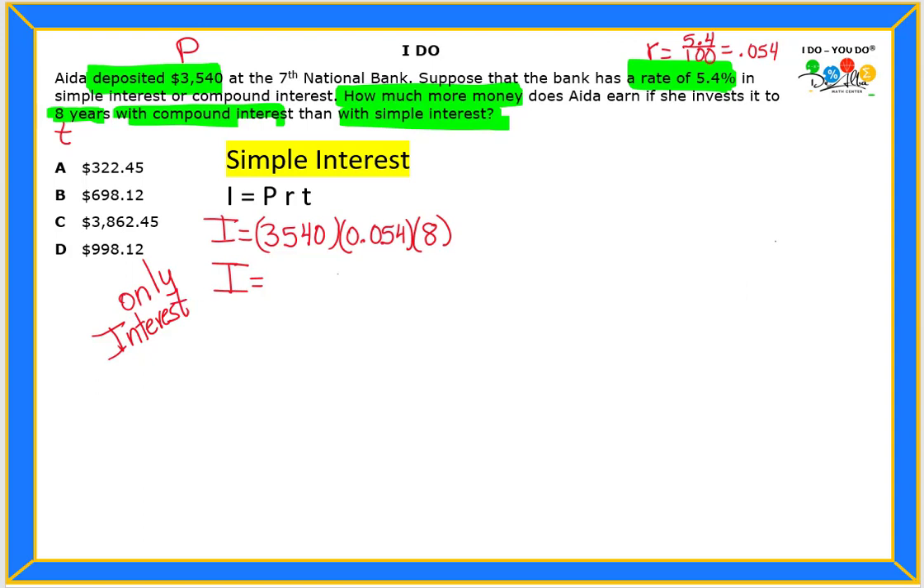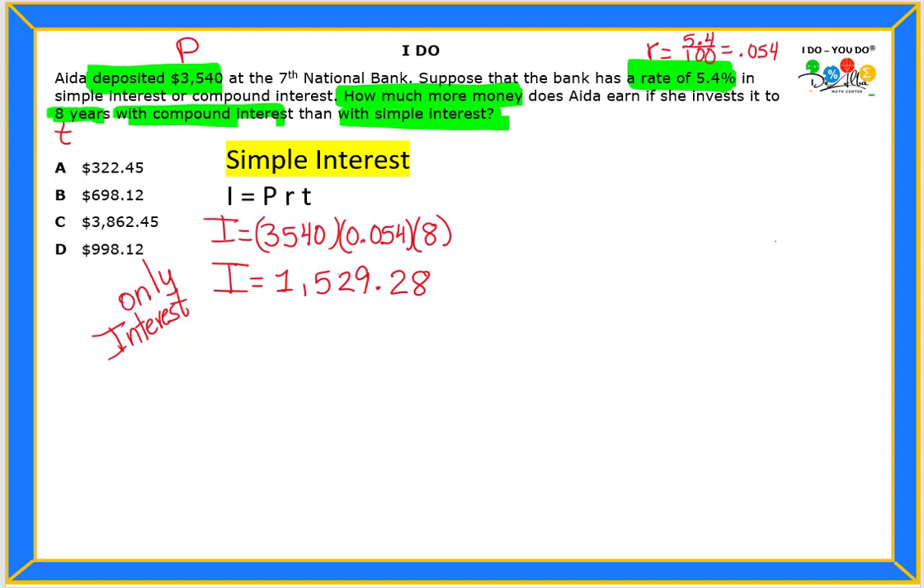So if I put all that in the calculator, okay, I will get, what number do I get? I get $1,529.28. Now remember, that's how much interest she will earn if she was to put it on a simple interest. Okay? Any questions so far? Okay, so let's move on to the next one.